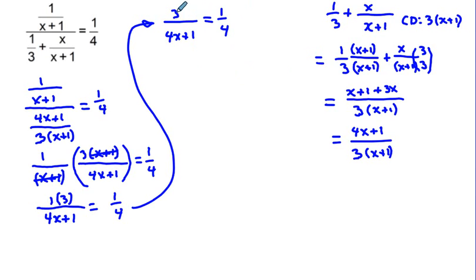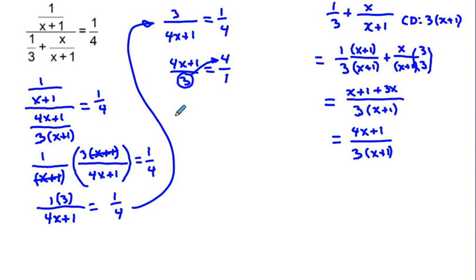And now what we're going to do is a trick or technique that I've learned over the years. We have two fractions that are equal to each other. The reciprocal of these fractions are also equal to each other. So I'm going to rewrite this equation as 4x plus 1 over 3 equals 4 over 1. And now, to further simplify, we can take this 3 in the denominator on the left and cross multiply to the right.